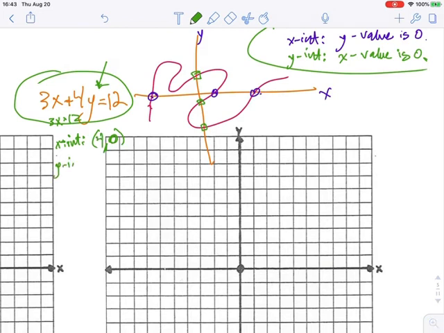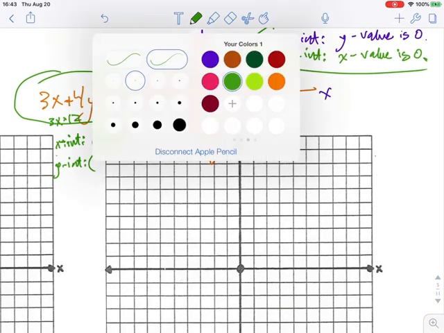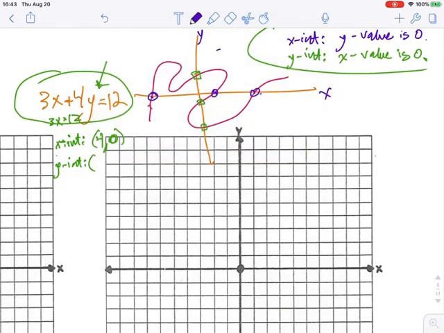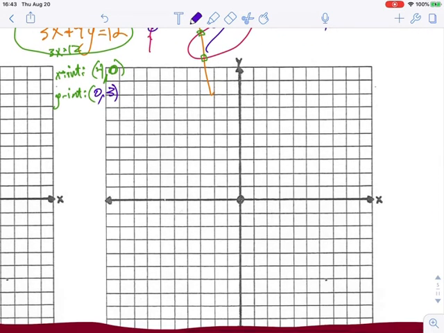Now to find the y-intercept, it's the complete opposite process. Okay, we know at y-intercepts, look at this green, that's another y-intercept, that's another y-intercept. The x value is 0, so you plug in x is 0, and you solve for the y, and you get a y value of 3. And then you simply graph these 2 points. We've got 1, 2, 3, 4. And 0, 3, and voila, that is your line.